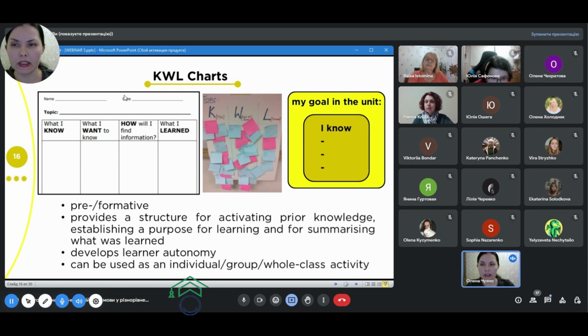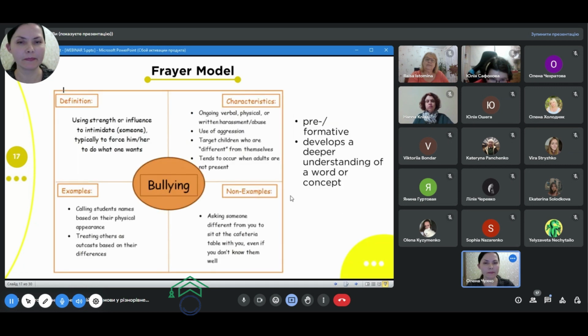That is the second one. Actually, this technique can be used for developing listening skills, reading skills. You use that at the listening, pre-reading stage, and what I learned. So they fill in this column at the post-reading, post-listening stage. It can be used for explaining new grammar. Okay, the next one. Freya model.